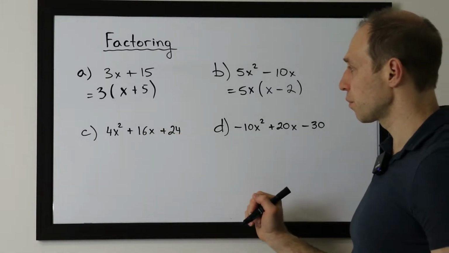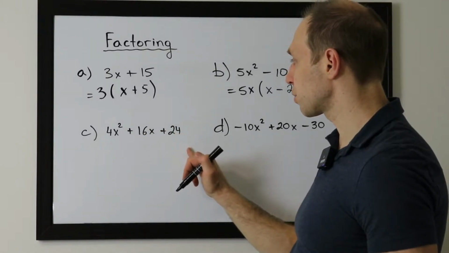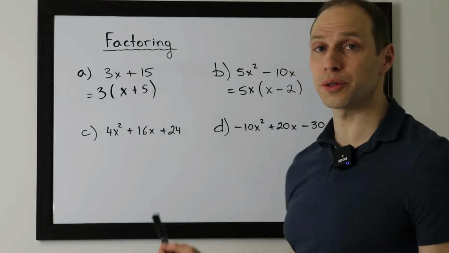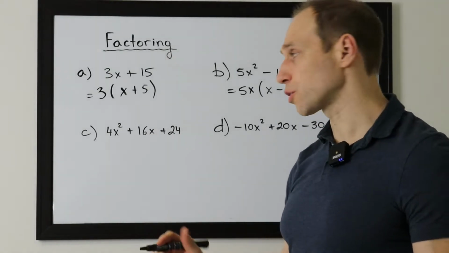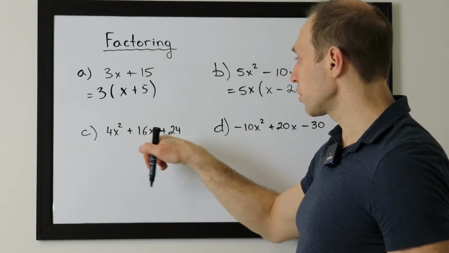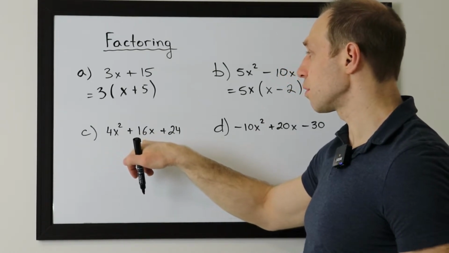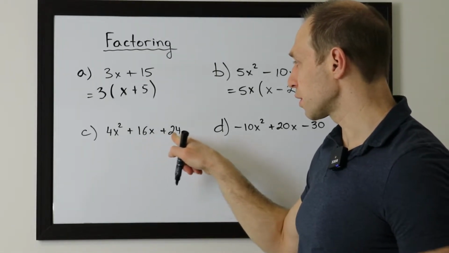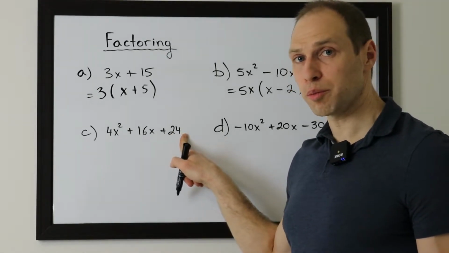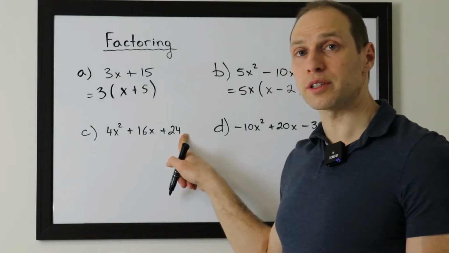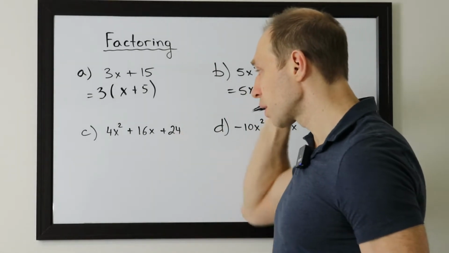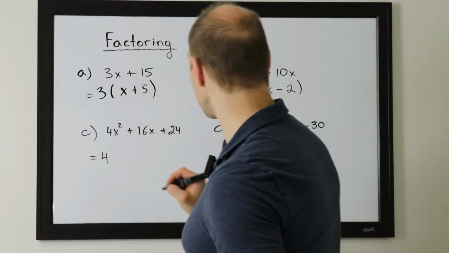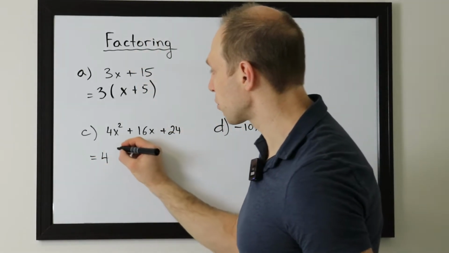Next example, we have a much longer expression. In this case, we can see that the number 4 is probably going to be our greatest common factor, because every single number here is divisible by 4. We cannot divide by x anymore because our final number only has a number. It does not have a letter. And so when we talk about the greatest common factor, we can only take out number 4.